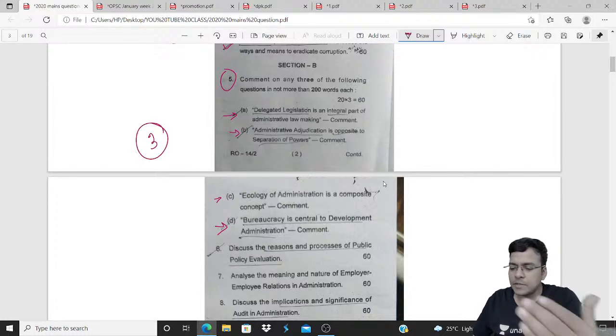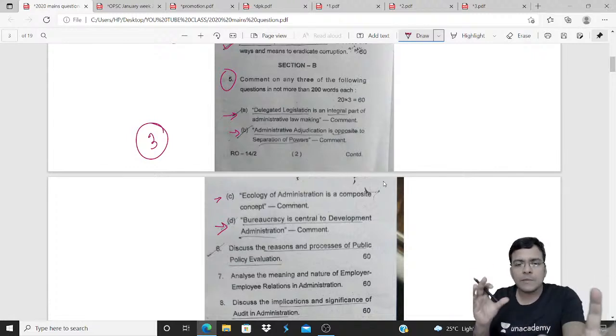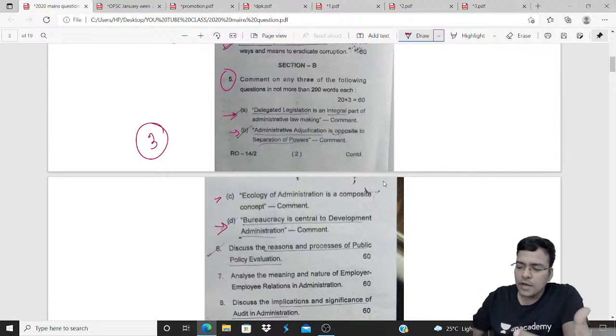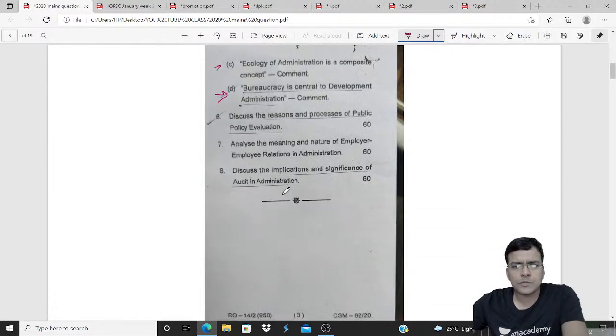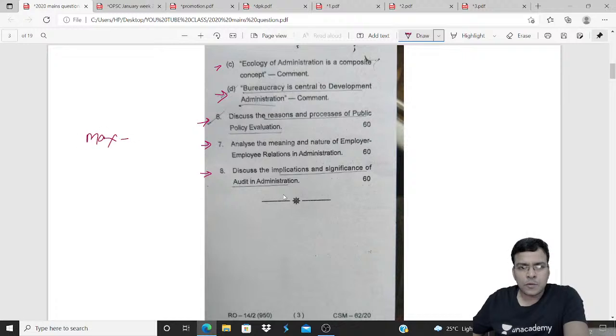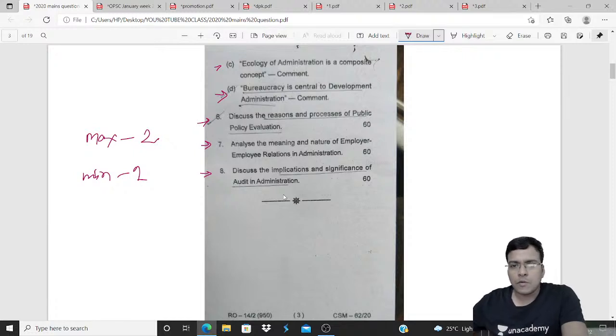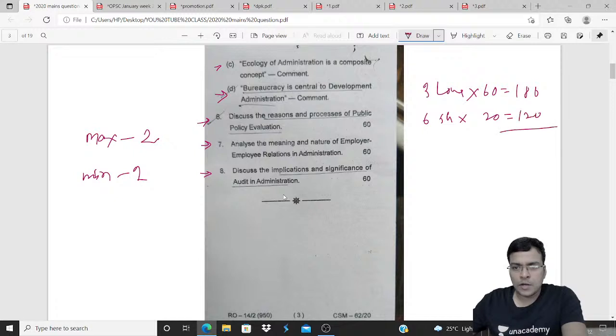And this year OPSC gave a challenge to you: OPSC is giving long questions as short questions and short questions as long questions. OPSC wants to know the analytical ability of students, not rote memory. Most of the questions are conceptual, and these are 3 long questions. Again here, maximum you can write 2 and minimum you have to write 1. So you need to write 3 long questions of 60, that is 180 marks, and 6 short questions of 20, that is 120 marks, so you have a total of 300 marks.